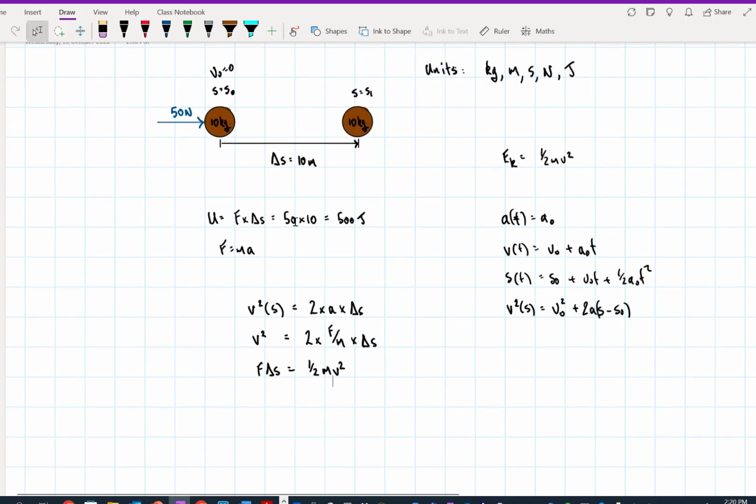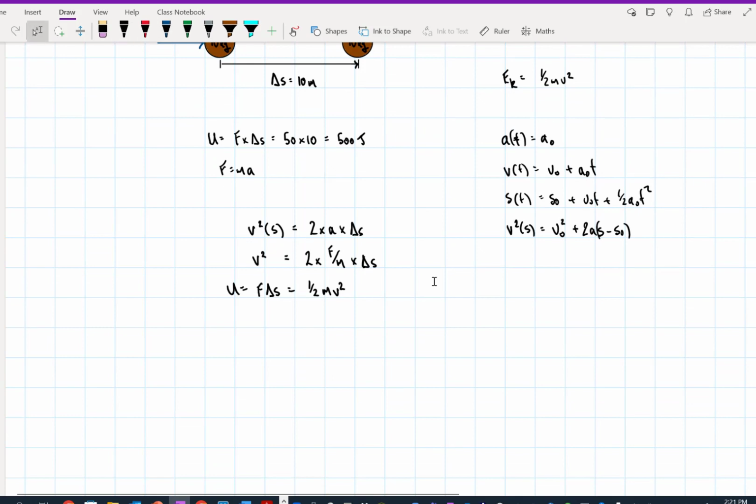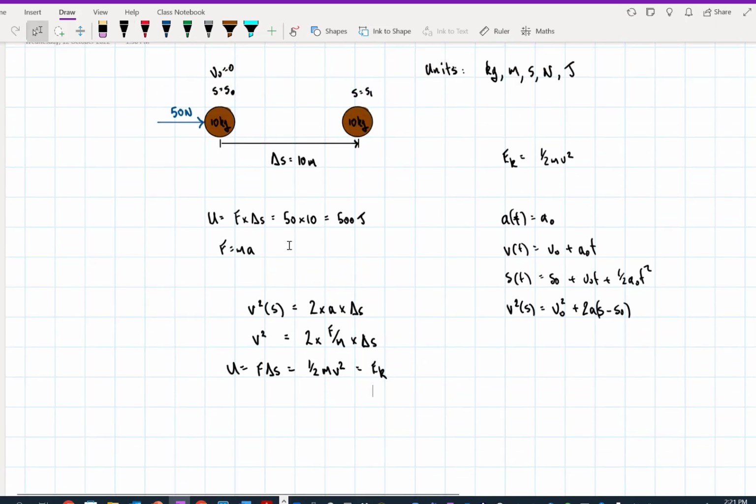And so for this situation here, the work done on this object is being transferred to kinetic energy, and that's where this comes from. So you can tie these different concepts together using our equations of motion. Work done here is just being transferred to kinetic energy, and the kinetic energy associated with a moving particle is just a half m v squared. So work done is equal to the gain in kinetic energy, Ek, for that particle.